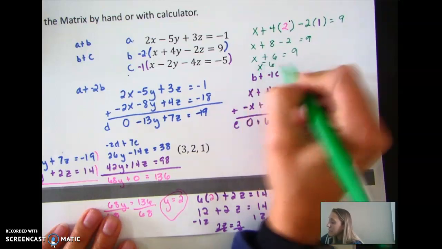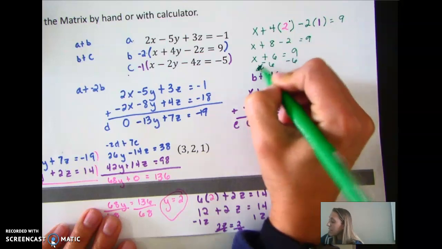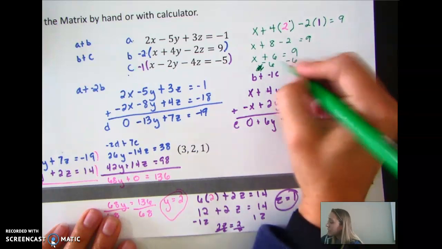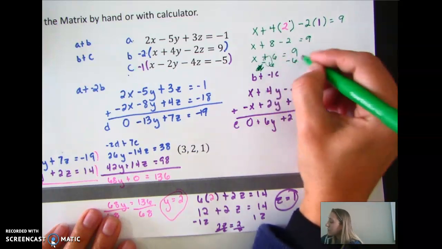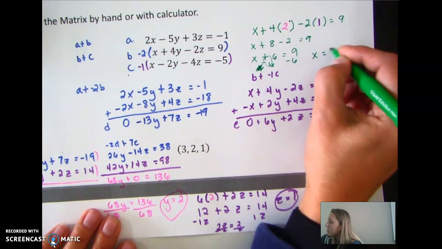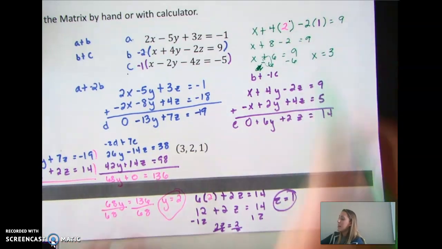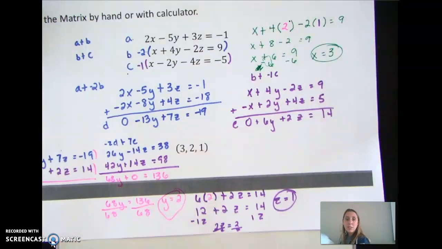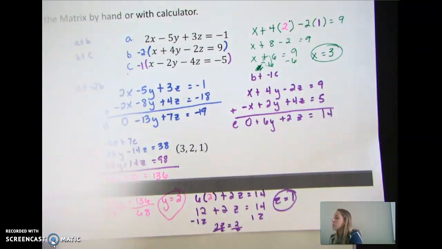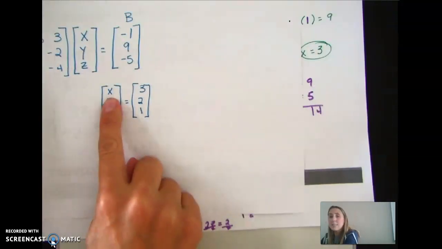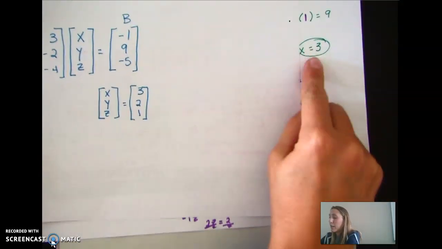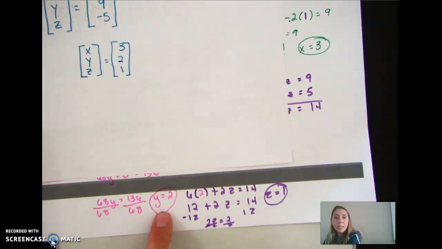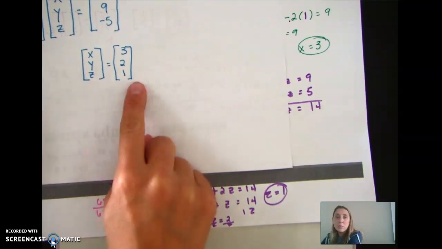And then I have my x. I'm going to subtract 6 from both sides. Right here, I was combining like terms. So then if I subtract 6 from both sides, I get x equals 3. Now, let's go back to when we solved this with our calculator. What did I get? I got x was equal to 3. Well, that's what I got here. I got y is equal to 2. Well, that's what I got here. And I got z is equal to 1.